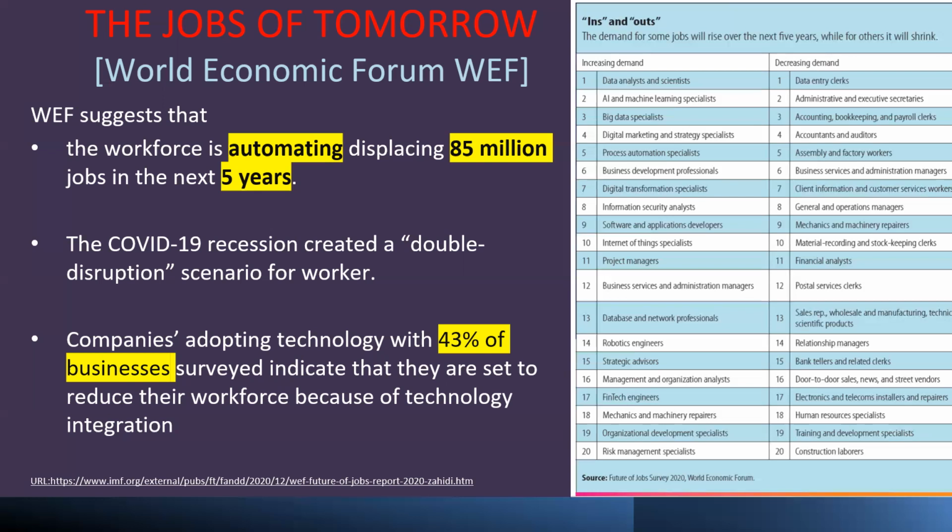And with COVID-19, the COVID-19 recession actually created a double disruption scenario for the worker. So companies actually started adopting technological integrations, and 43% of the businesses that were surveyed indicated that they are set to reduce their workforce because of these technology integrations. So putting yourself into the position of your employer.